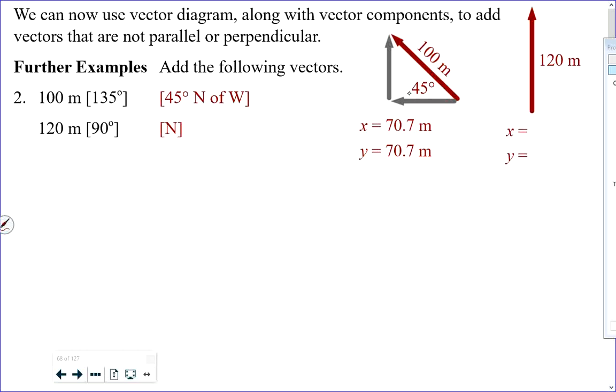Okay? Maybe a little later I'll show you a couple of tips and tricks with your calculator, but I'm not concerned about that right now. When you take a look at the 120-meter north vector, how do you find the horizontal and vertical? Because there's no triangle. The answer is you just, well, that's west, by the way. Oh, this is important. Don't just put 70.7. Put 70.7 west.